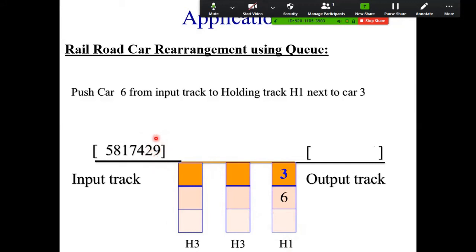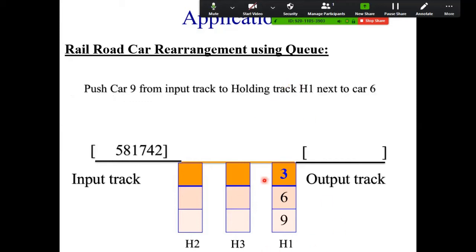So I take this car number 9, and I do the push operation into holding track H1. Now holding track H1 is full. What do we do? I use the other holding track, either H2 or H3. So next, I take car number 2 from the input track.